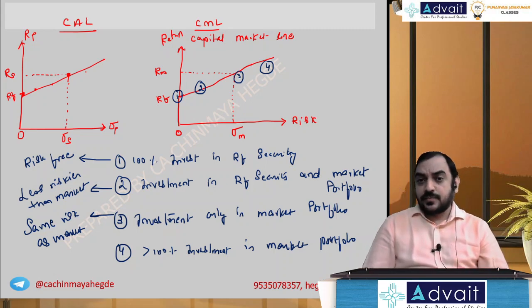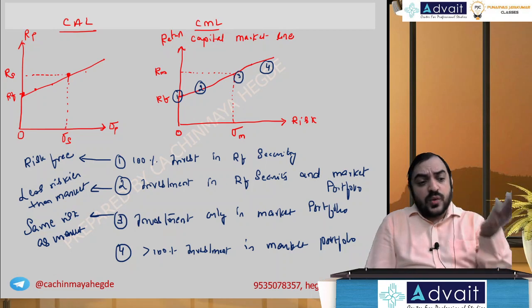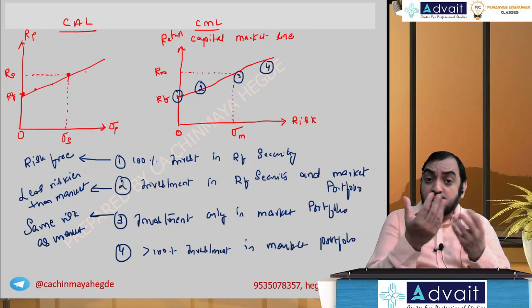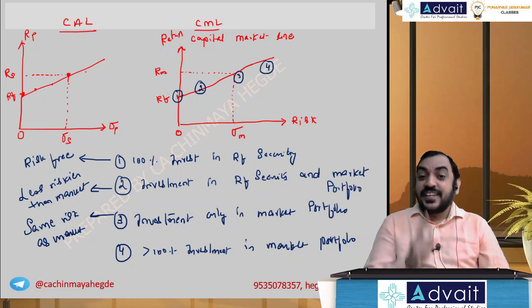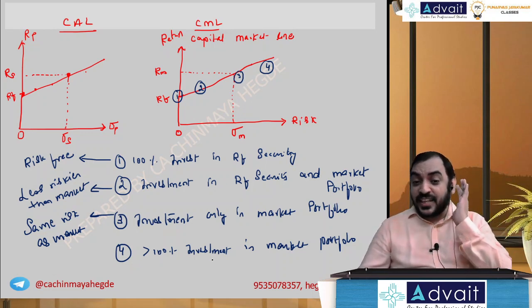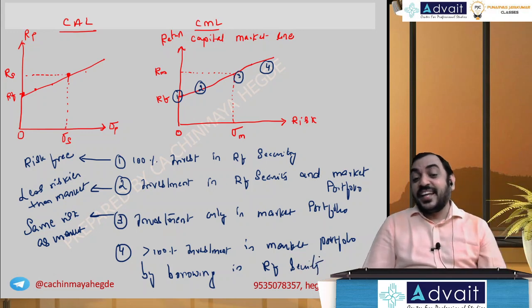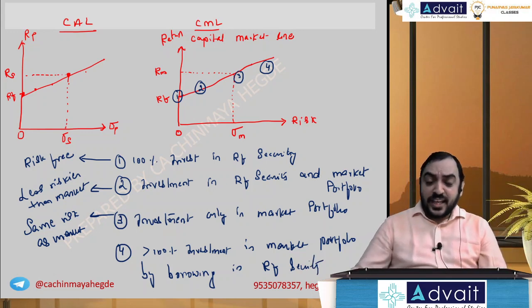I start a business. I get 1 lakh. Can I invest more than 1 lakh in my business? Is it possible for me to invest more than what I have? Yes. How? By borrowing. So more than 100% investment in market portfolio by borrowing in risk-free security, risk-free asset. You're going to borrow and invest. And therefore it is more risky than market.